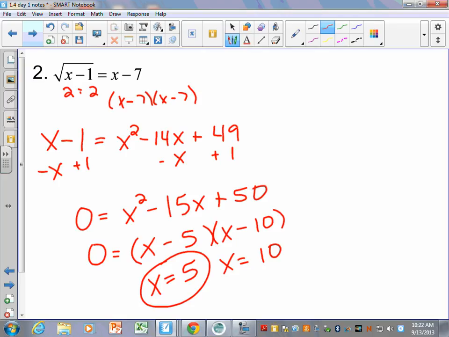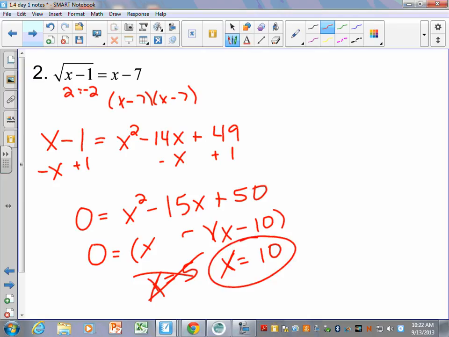Wait, why would that be negative? Oh my gosh, you're right. 5 minus 7 is not 2, it's negative 2. I just missed that problem because I got in a hurry. 5 does not work. Does 10 work? 10 minus 1 is 9, the square root of 9 is 3, and 10 minus 7 is 3.